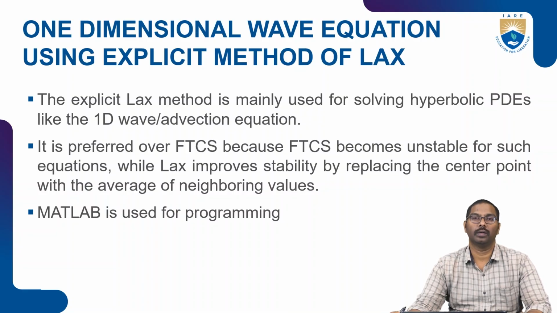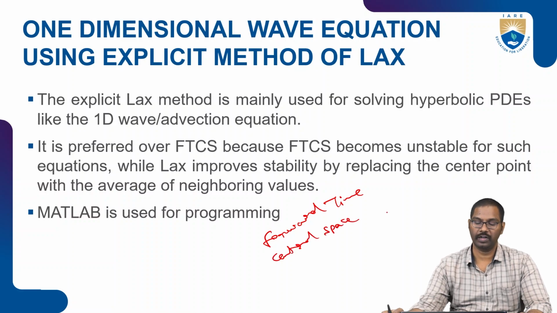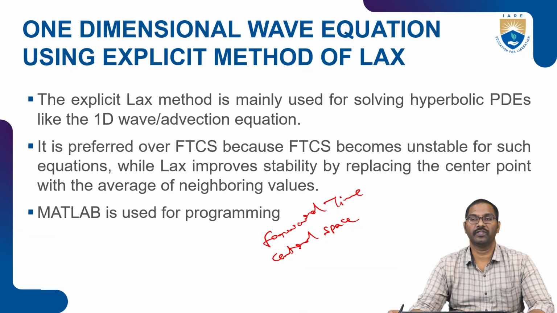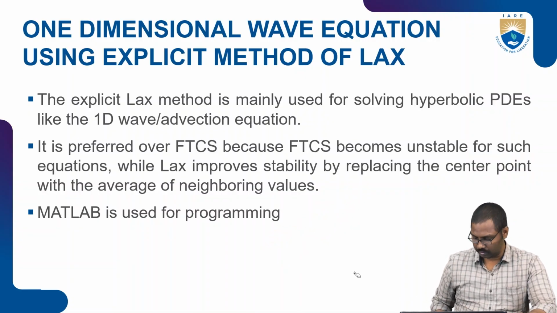It is a modification of, and preferred over, the FTCS method. FTCS stands for forward time, central space. The FTCS method becomes unstable for the 1D wave equation, so the Lax technique is used to improve stability by replacing the center point with the average of the neighboring values. This problem is solved using MATLAB. Let us see how it is programmed.